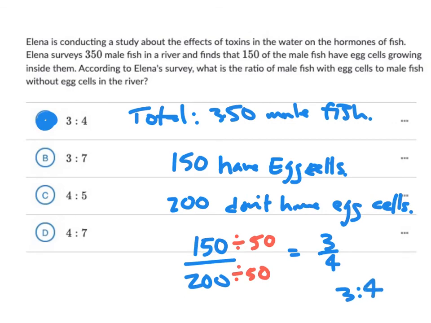Okay? So, and that's another thing, is maybe you got tripped up on what the ratio means with the colon. All right? So, for every 3 fish that you have with egg cells, there's 4 that don't have egg cells.